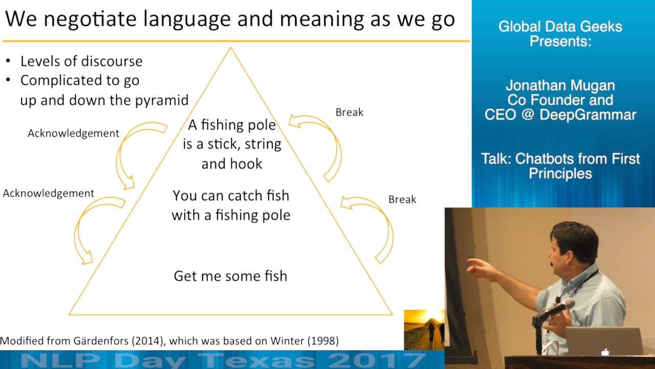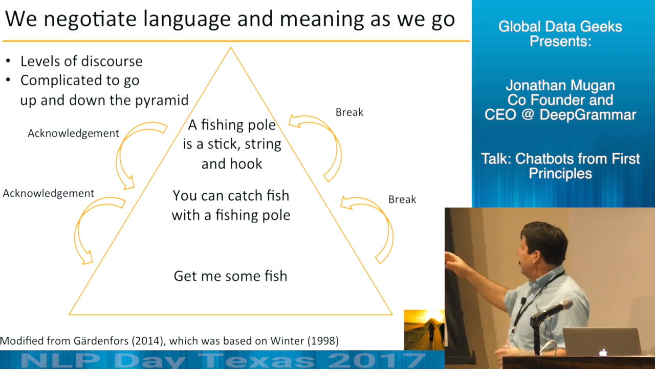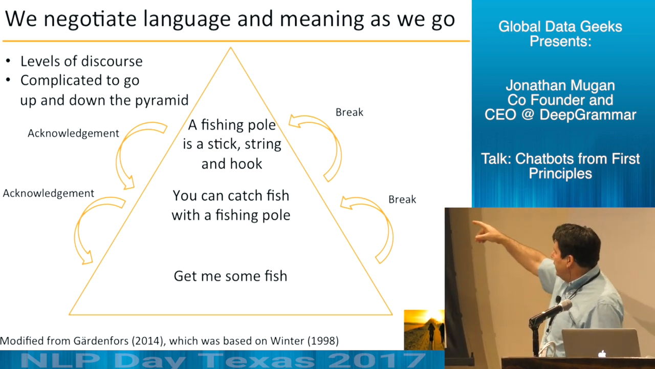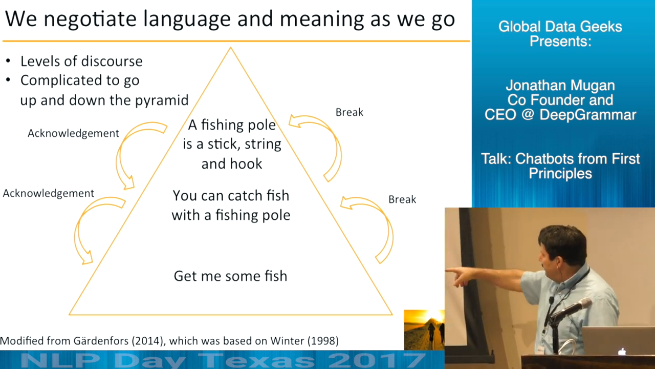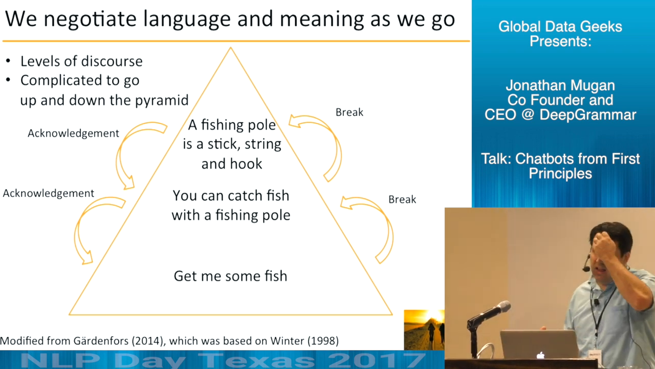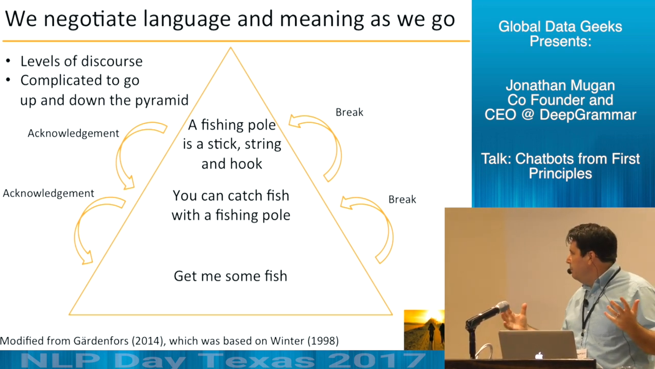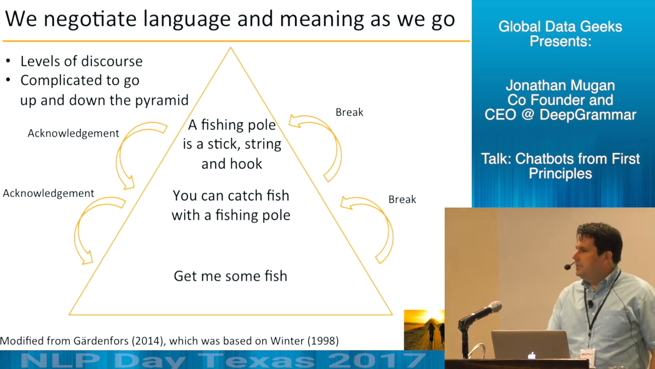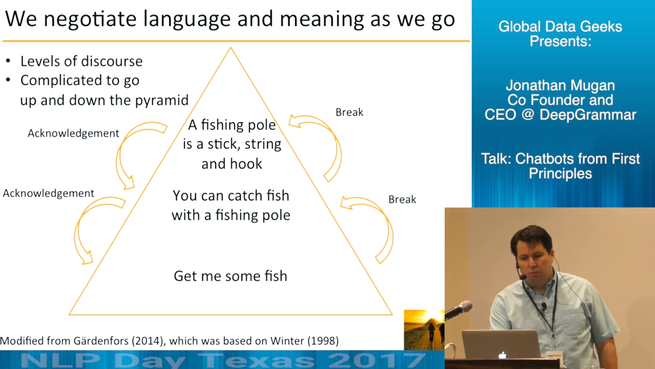And the person's really desperate, like, well, what's a fishing pole? And he's like, okay, a fishing pole is a stick, a string, and a hook. So, oh, okay, yeah, I can put that. And then you come back down, and then the person ends up going to get you some fish. So this is how we can have conversations that build language and build understanding as we go. In addition, conversations have their own rules.